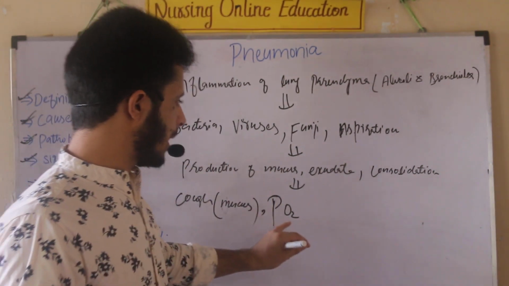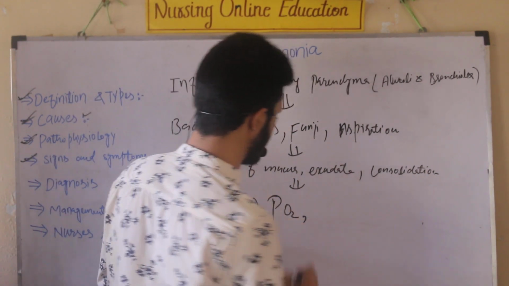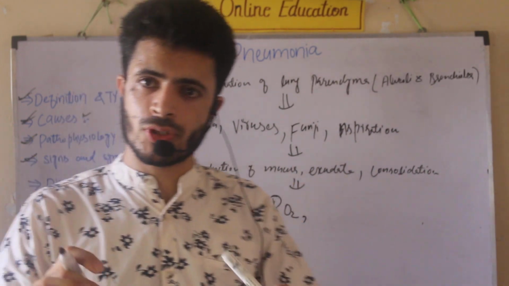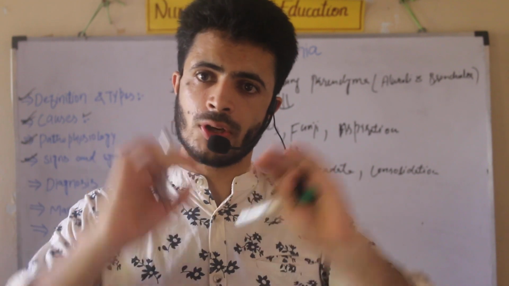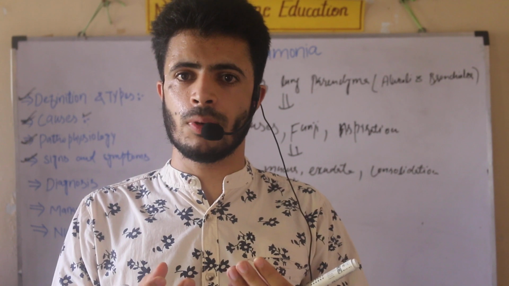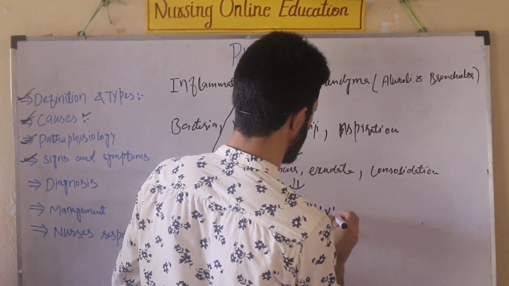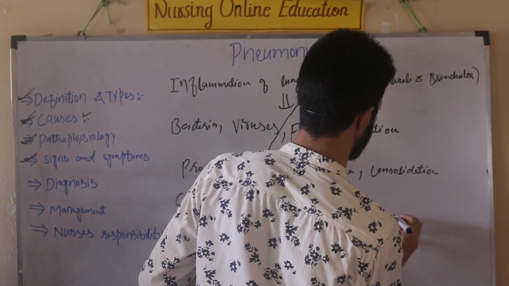So then what will happen? The partial pressure of oxygen in the blood will decrease, and there will be hypoxia. The body will not get the oxygen. When there is hypoxia, the far tissues, suppose the fingers, will not get the oxygen properly. There will be cyanosis. The death of the tissues will occur also. So hypoxia will be there, and cyanosis will be there.